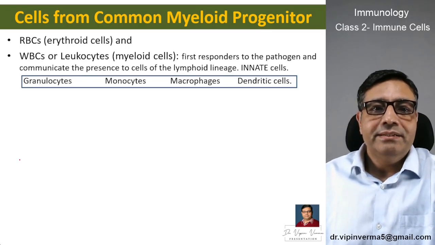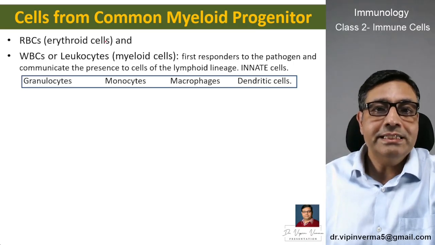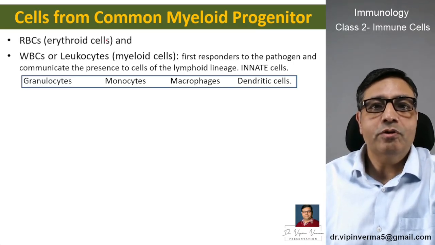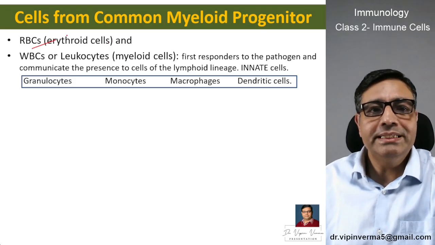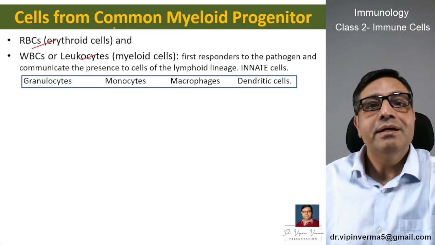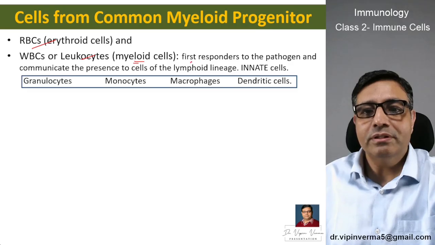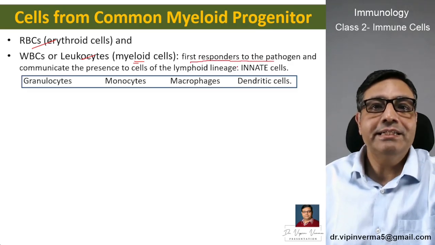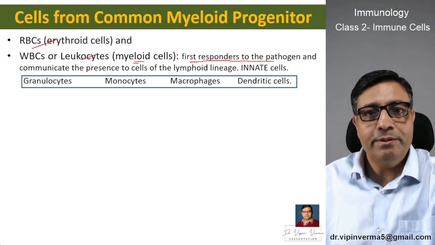RBCs and WBCs. So RBCs are the erythroid cells. They are the cells from the common myeloid progenitor. Now you remember that the common myeloid progenitors, or we call them CMP, give rise to RBCs, and they give rise to the leukocytes or the WBCs. So these WBCs or leukocytes or myeloid cells, they are the first responders to the pathogen. Whenever there is an infection, the first cells to reach the site are the leukocytes of the myeloid progeny.